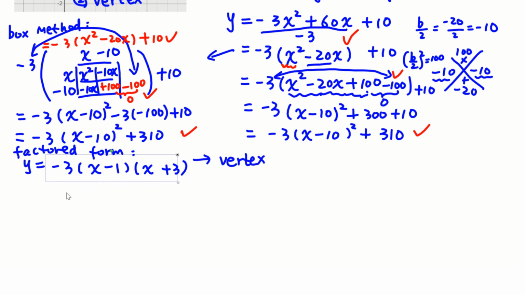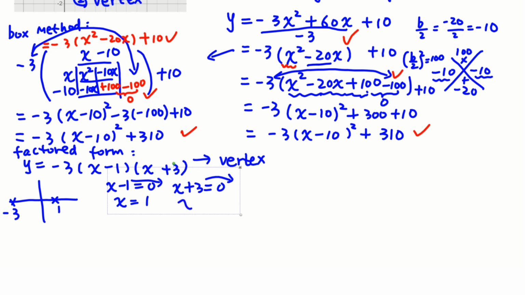This opens down and the zeros will be 1 and negative 3. So we let each bracket equal 0, then you are able to find the zeros. Move the negative 1 to the other side, which gives you the opposite, positive 1. Plus 3 moved to the other side is negative 3. So you have 1 and negative 3 as your x-intercepts, then the vertex will be at the middle of these 2 points.